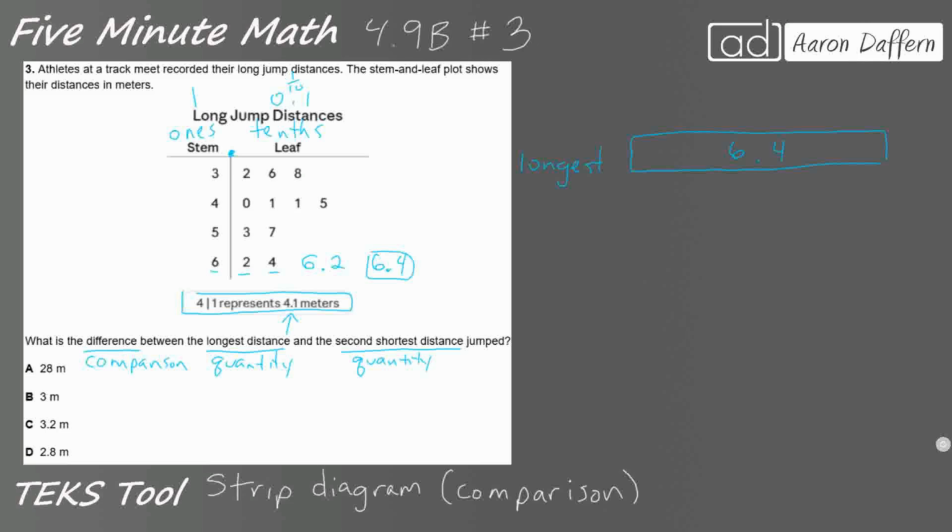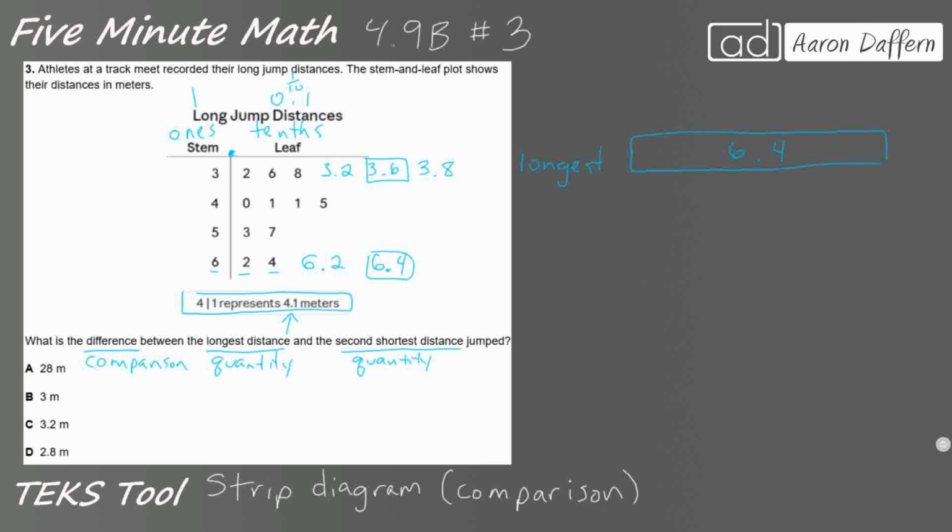Now, I want not my shortest, but my second shortest. So let me list this out. My 3, 2, 6, 8. Remember that stem gets applied to each one. So this is 3 and 2/10, 3 and 6/10, and then 3 and 8/10. So those are three separate quantities. And sometimes they'll ask us to find the difference between the longest and the shortest, or the tallest and the shortest. But in this case, I need the second shortest. So that's going to be this quantity right here because that is my second shortest.